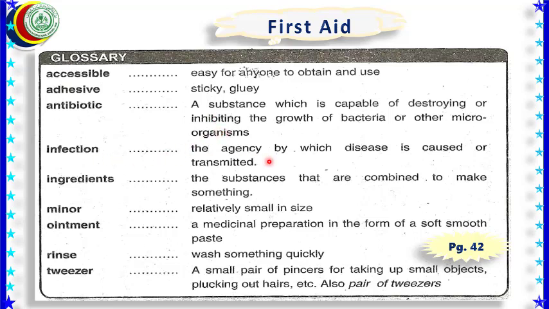Infection, the agency by which disease is caused. Ingredients, the substances that are combined to make something. Minor is small. Ointment is cream, medical cream. Rinse means to wash. Tweezer is a tool to clean the wound, to pick up things.